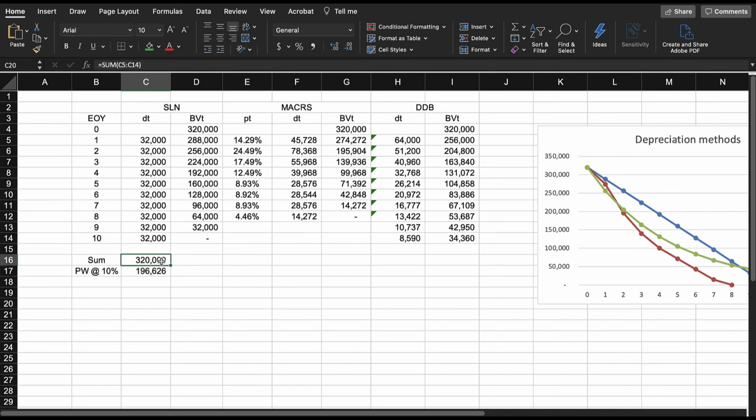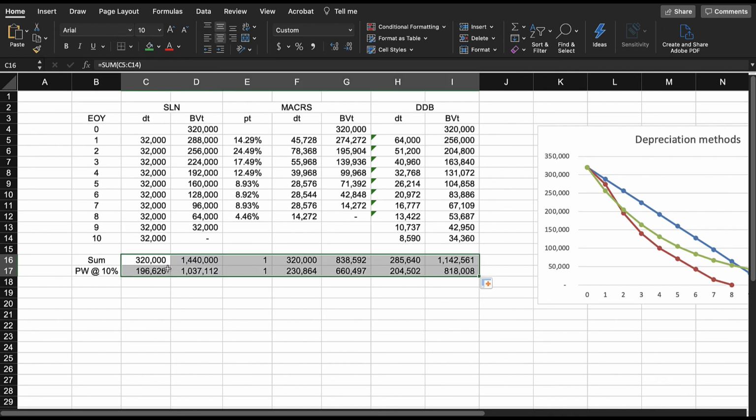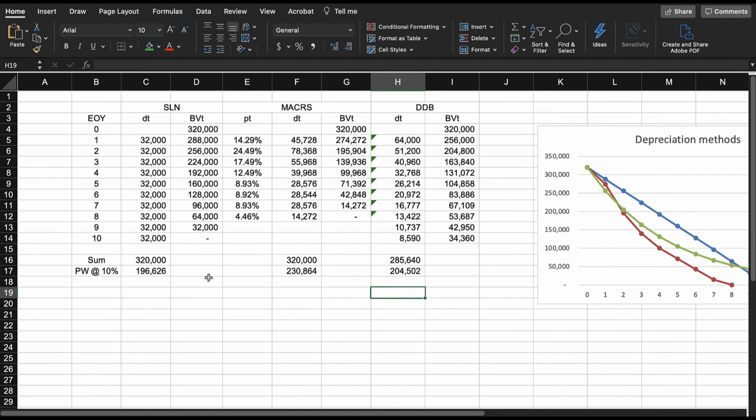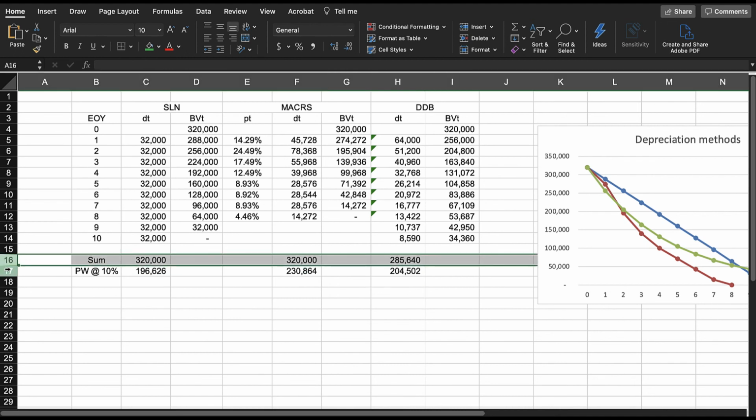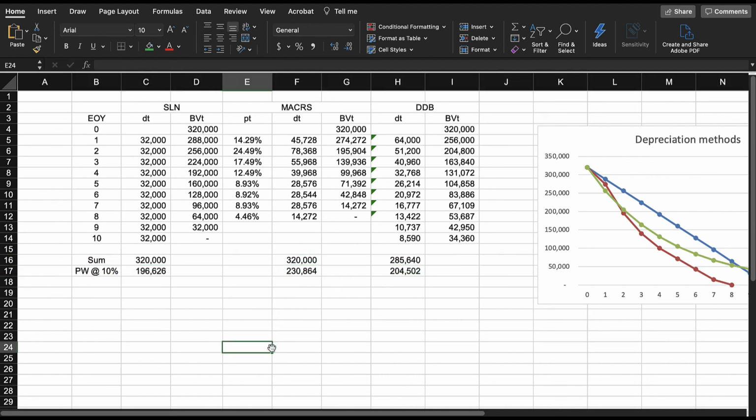I'm going to go ahead and calculate these two, sum and present worth of depreciation deduction for MACRS and depreciation deduction for double declining balance, and we can compare them. In fact, you can copy this across, and it's going to repeat that calculation for all of these columns, but we only need them for the depreciation deduction column. So here you can see the sum of deductions and present worth of deductions for these three methods.